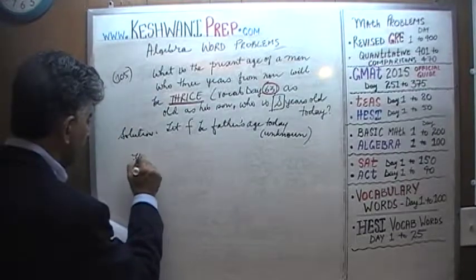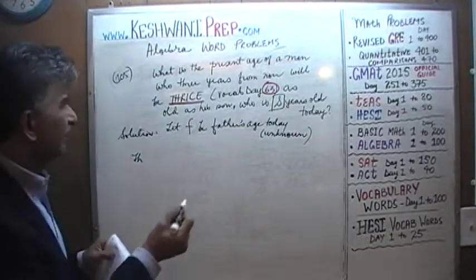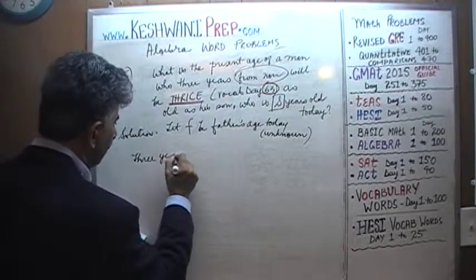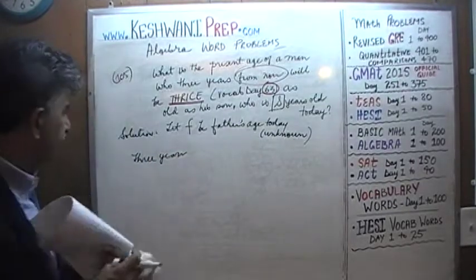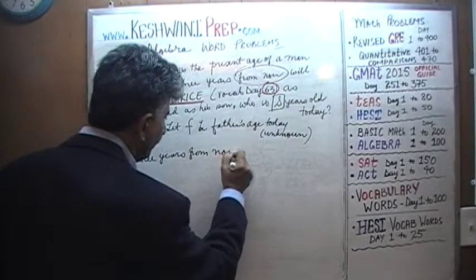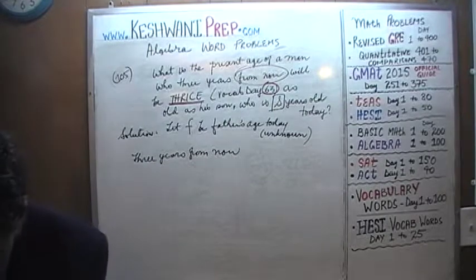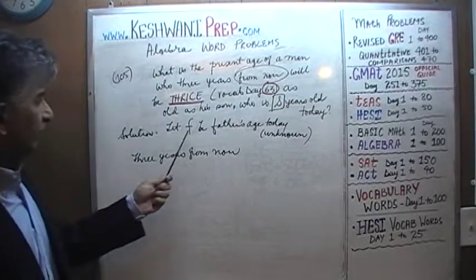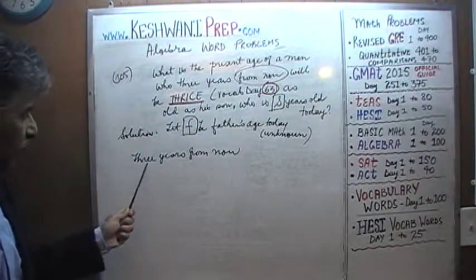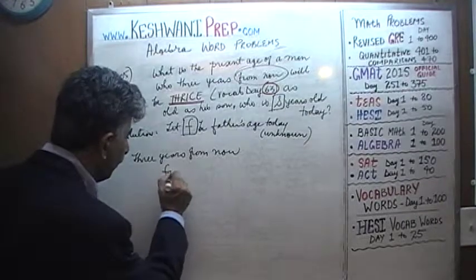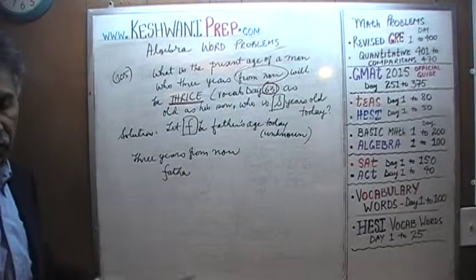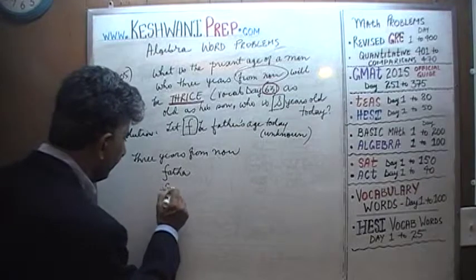The scenario is 3 years from now. Now I keep saying ago, it's not ago. 3 years from now. Okay, watch what happens, pay attention. So if we're going to pretend that father is F years old today, then 3 years from now, father would be how old? Well, if he's F years old today, 3 years from now, it's going to be 3 years more. It's going to be F plus 3.